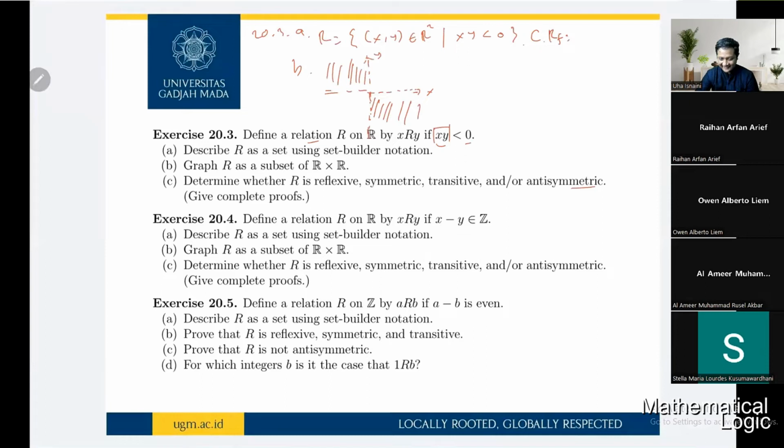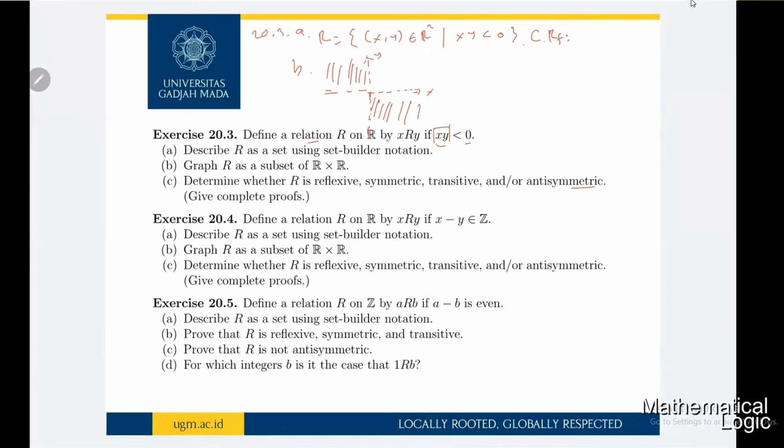Anyone? If you have x and x, is x related to x? Is it correct? Yeah, of course, for all x here. Or for all real numbers x, is it correct? Of course, no, right? Yeah, the answer is no.